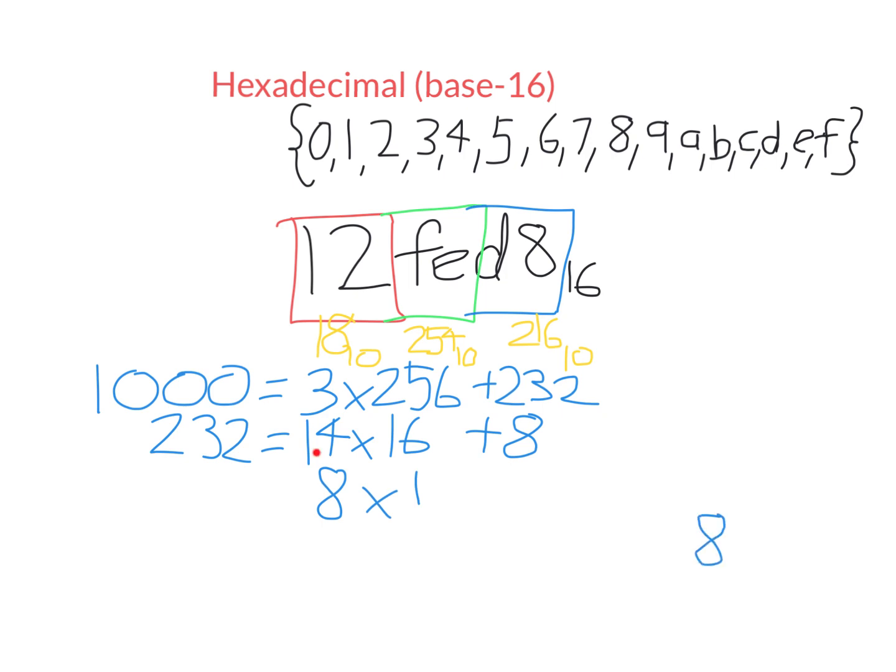Now to write 14 in the 16s column, remember 14 corresponds to this number here, E. So we put an E in the 16s column, and then we put a 3 in the 256 column. So we've written 1,000 as 3 lots of 256, 14 lots of 16 plus 8 lots of 1.